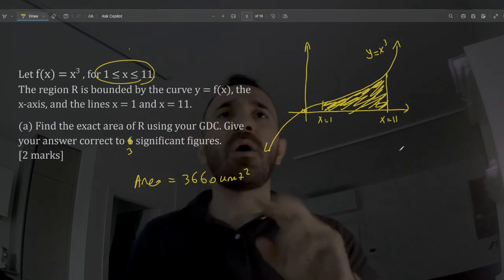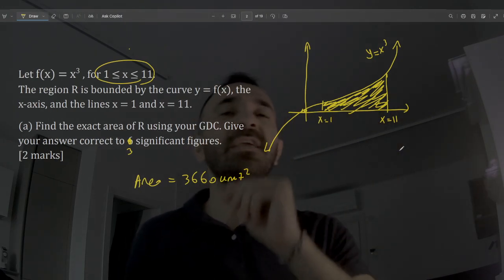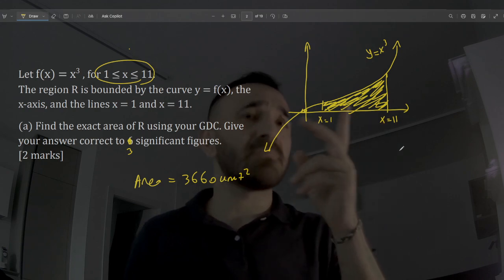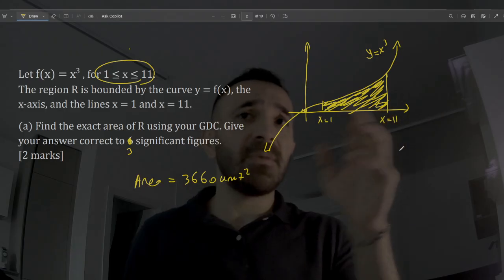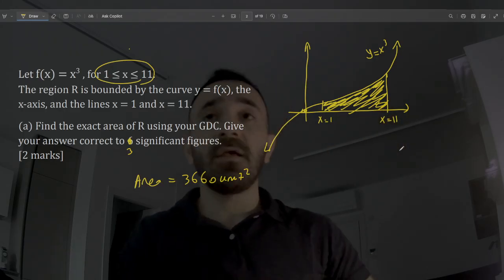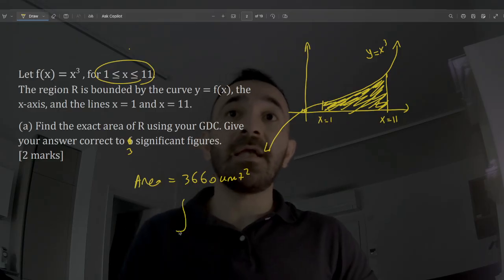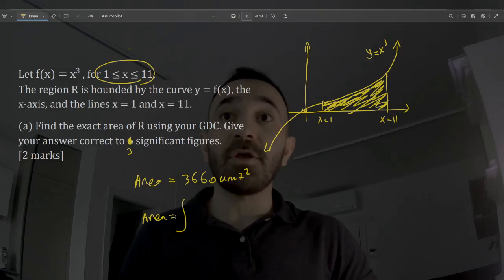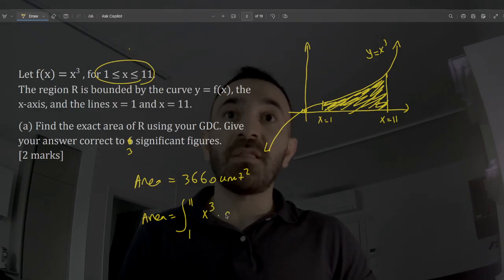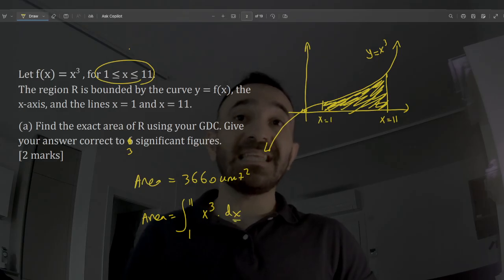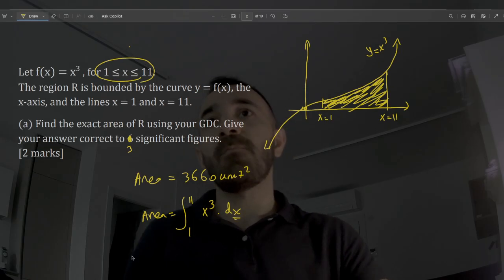So we know how to find the exact area under a given function, the curve, with the calculator. Nothing particular about that. So what is the formula, just to practice? The exact area equals the integral from 1, in this case, to 11, of your function x to the power of 3 times dx. This is your input, dx.